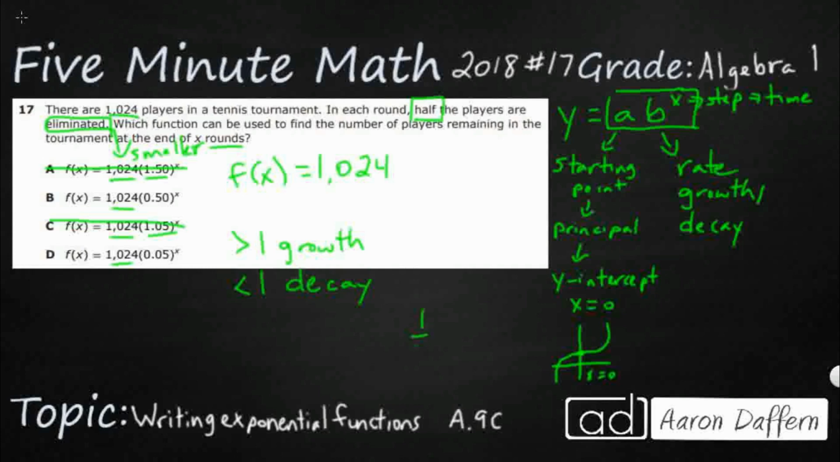Half. And what is our decimal representation of that? 0.5 or 0.50. So that's it. That's our decay rate. You can multiply it by 0.50 times x rounds. Then ultimately, you'd get rid of all your players. So here's our answer, B.